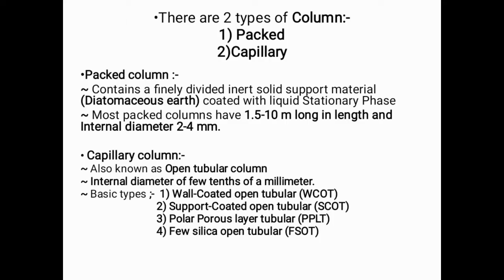Generally, there are two types of columns, packed column and capillary column. Packed columns contain a finely divided inert solid support material such as diatomaceous earth, coated with a liquid stationary phase. Mostly packed columns are 1.5 to 10 meters in length, having an internal diameter of 2 to 4 millimeters. Capillary columns are also known as open tubular columns, having an internal diameter of a few tenths of a millimeter. The basic types of capillary columns are wall-coated open tubular, support-coated open tubular, porous layer open tubular, and fused silica open tubular, out of which the first and second are mostly used in labs as chromatographic columns.